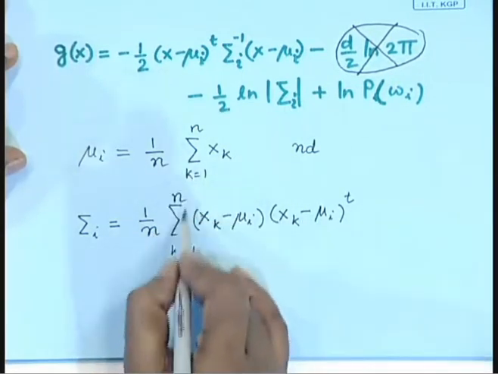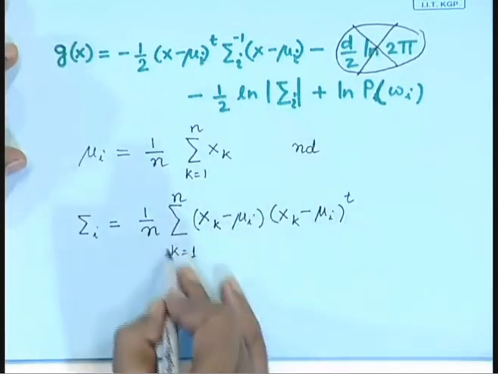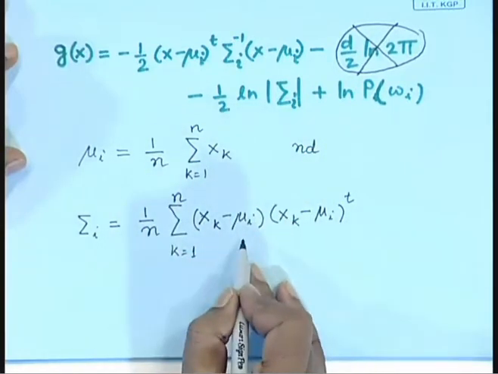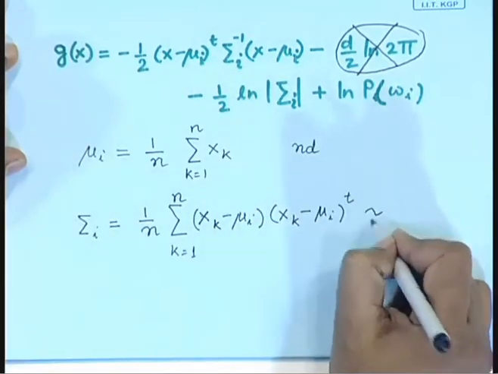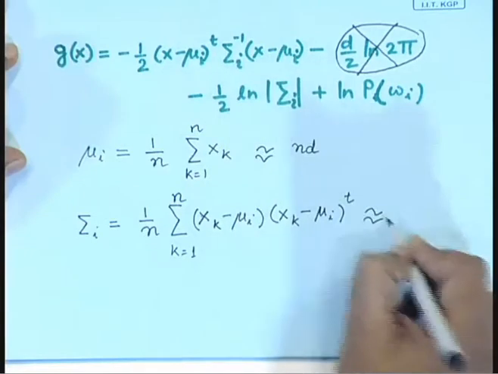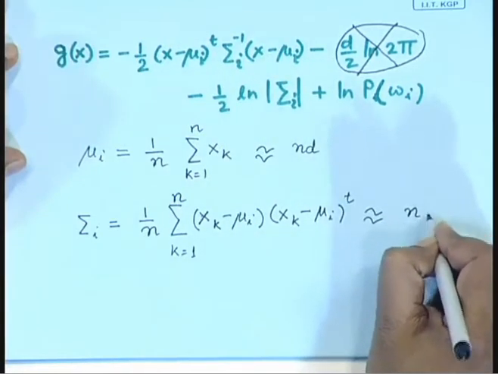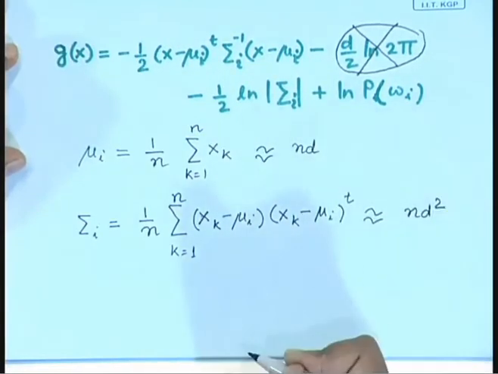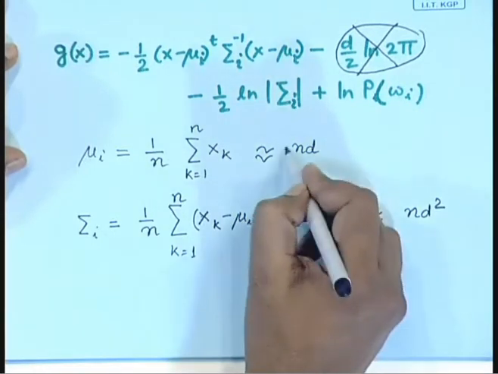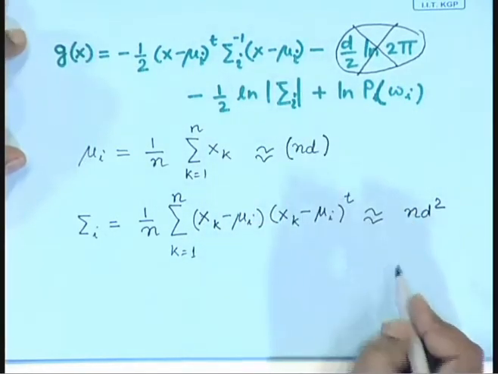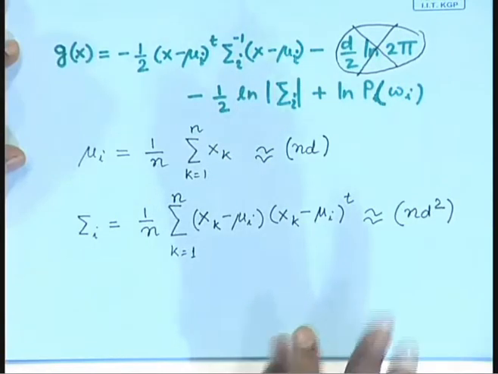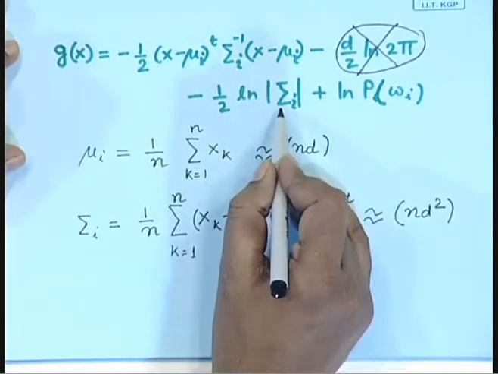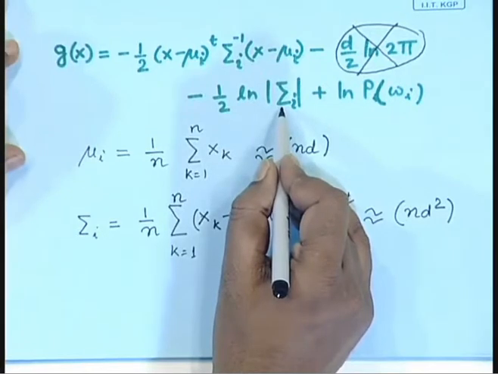And following a similar manner, if I try to find the amount of computation involved for computation of this sigma i, you will find that this takes a computation of the order of n into d square. So, to find the mean vector, I need a computation of order n into d. To find the covariance matrix, I need a computation of order n into d square. Similarly, over here, this also takes a computation of order n into d square.